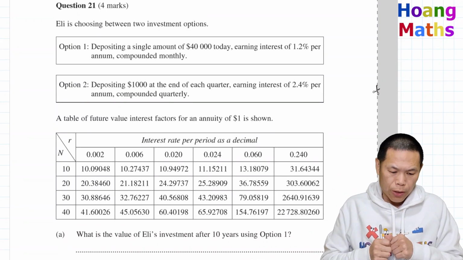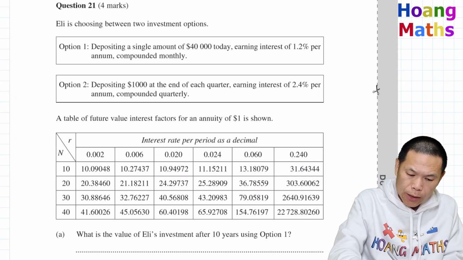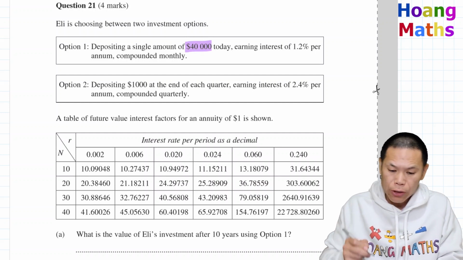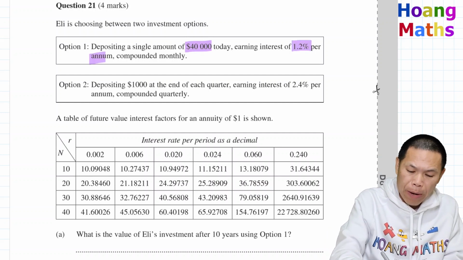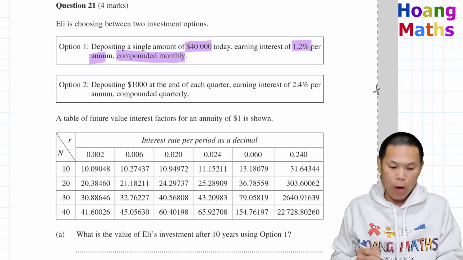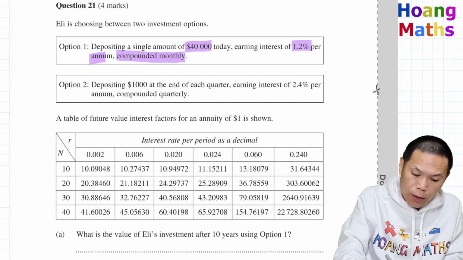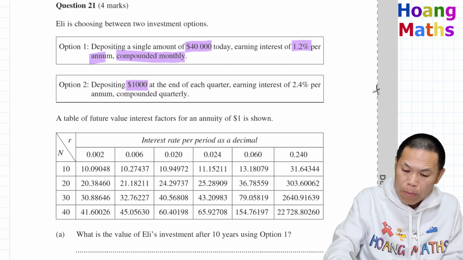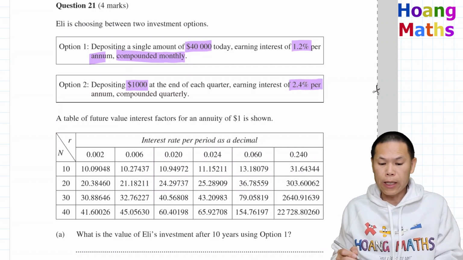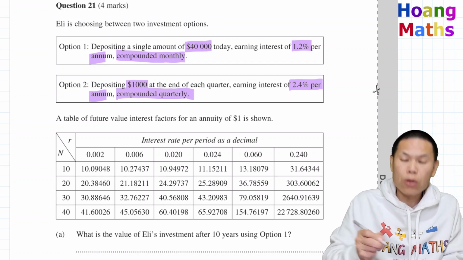Next one. There are two options. The first option is depositing a single amount, that is $40,000, with interest of 1.2% per annum, compounded quarterly. So keep that in mind. And option 2 is to deposit $1,000 at the end of every quarter. Remember, the interest rate is 2.4% per annum, and the interest is compounded quarterly.